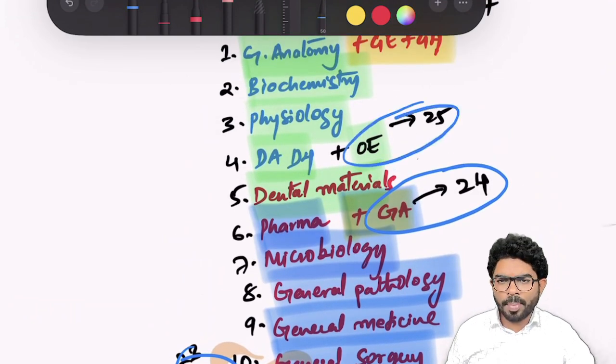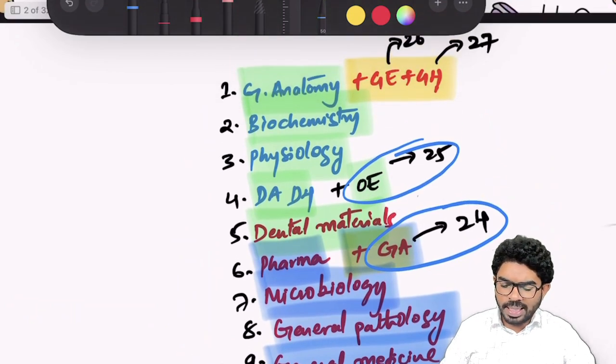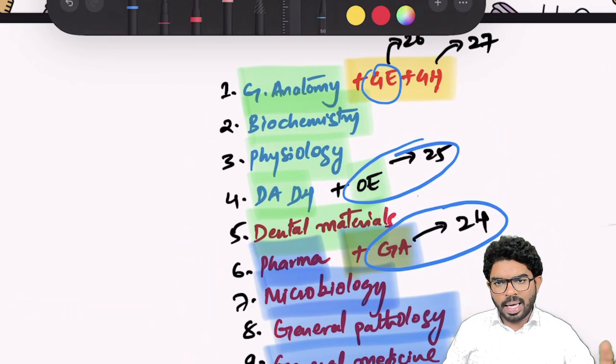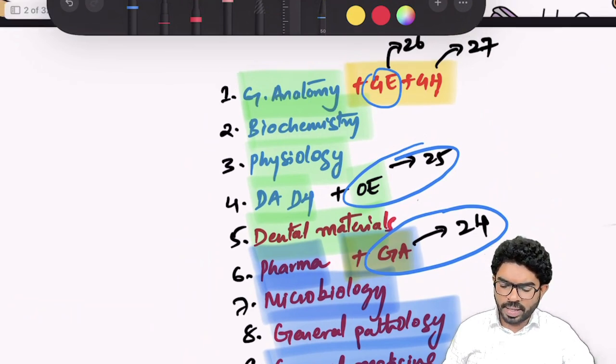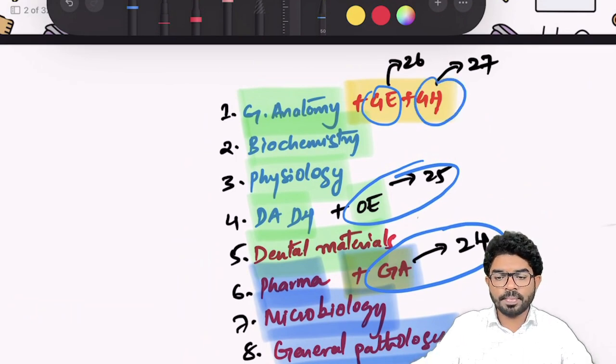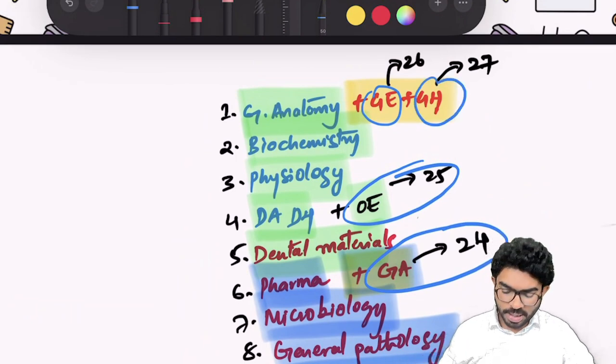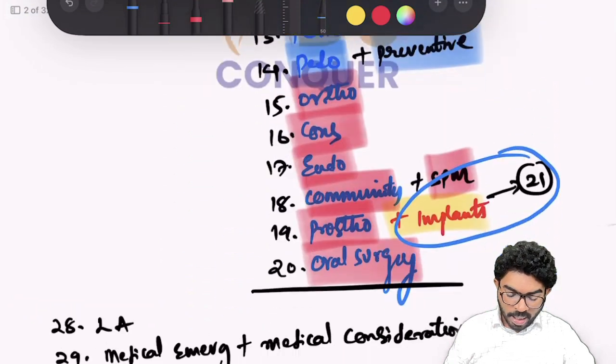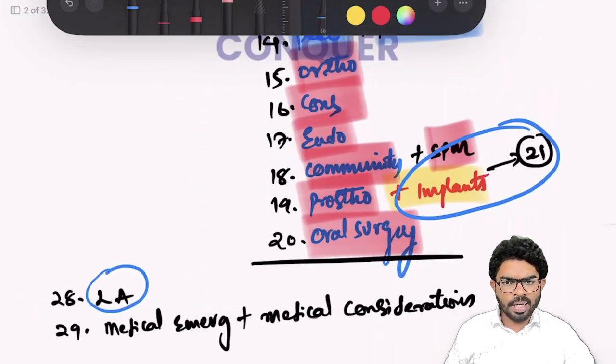25 is oral embryology, but most of your oral embryology is integrated with general embryo. So I listed them out separately, but you can read them together. So that is 25, 26. 27 is general histo. So 27 is your general histology. Then comes 28, LA. You can read it with GA, no issues.